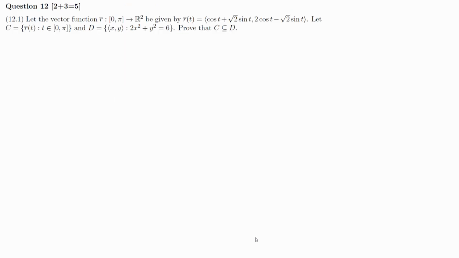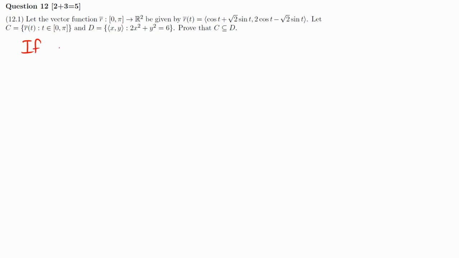So now question 12. Let the vector function this be this. So C actually maps out RT. Okay. And D is something different. So prove that C is a subset of D. So we need to prove that this part, this C, is a subset of this entire thing. So the xy components here should satisfy this equation, basically. That's what they ask us. Does this component satisfy this condition?